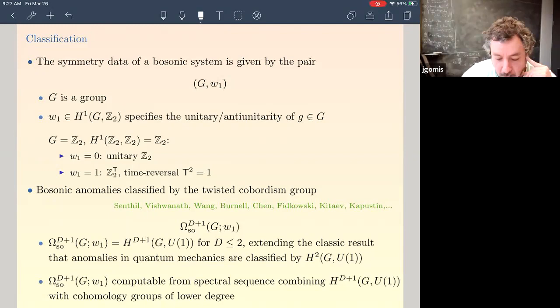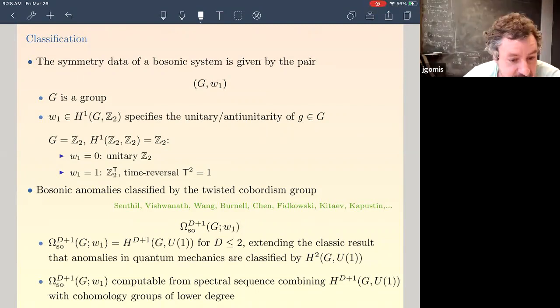If the space-time dimension is less than or equal to 2, then this cobordism group reduces to a standard group cohomology. And this extends the classic result that anomalies in quantum mechanics, namely in D=1, are classified by H2 of G with U1 coefficients, which is the way you classify projective representations of group G. So this object is a natural generalization of group cohomology that extends the notion of anomalies in higher dimensions.